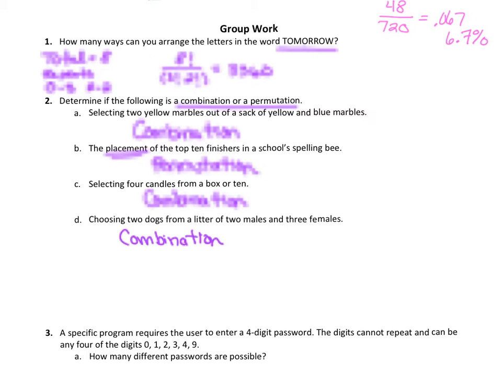C is a combination, because I'm just picking 4 of the candles out of a box of 10. I should say of 10, sorry about that. D, choosing 2 dogs from a litter of 2 males and 2 females. Again, this one got more specific, but again, I'm just choosing 2. It doesn't matter who I pick first or second, so it's a combination.